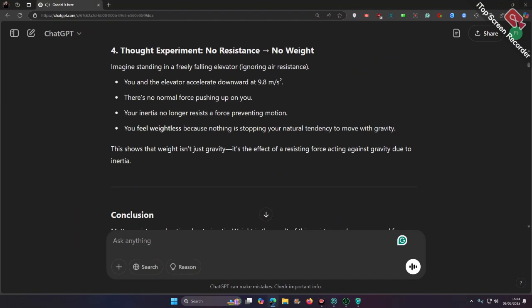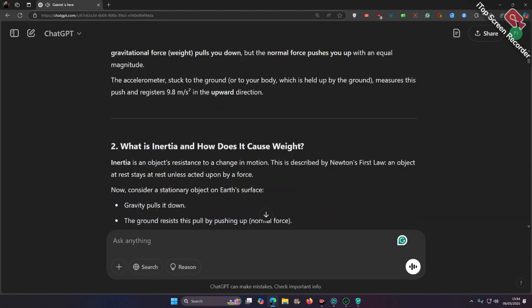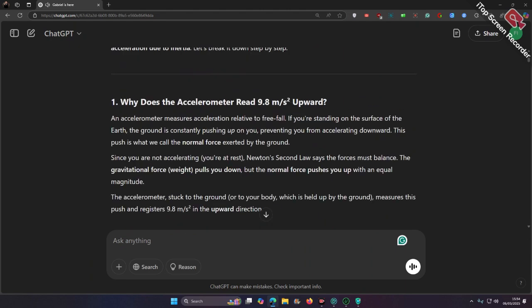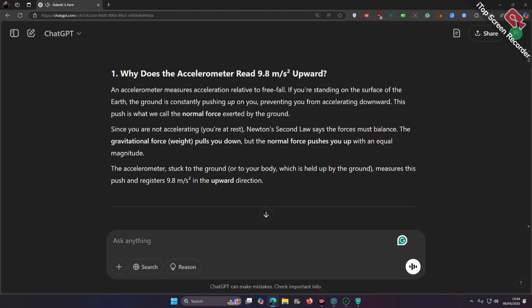Yes, you're touching on an important concept in physics: weight as a result of resistance to acceleration due to inertia. Let's break it down step by step. 1. Why does the accelerometer read 9.8 meters per second squared upward? An accelerometer measures acceleration relative to free fall.